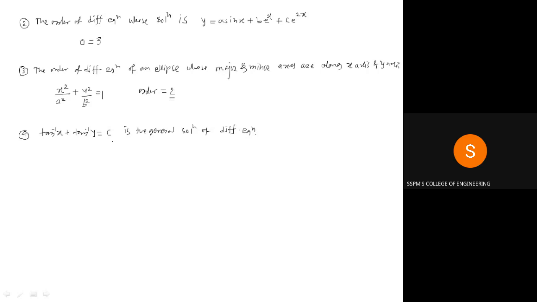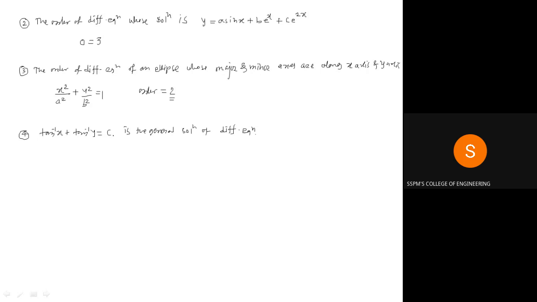So in this case, we need to find their differential equation. Actually, they have given here the general solution of the differential equation, and from that solution you have to find which is that differential equation. So how to get the differential equation from that solution? Here in this solution there is only one arbitrary constant.